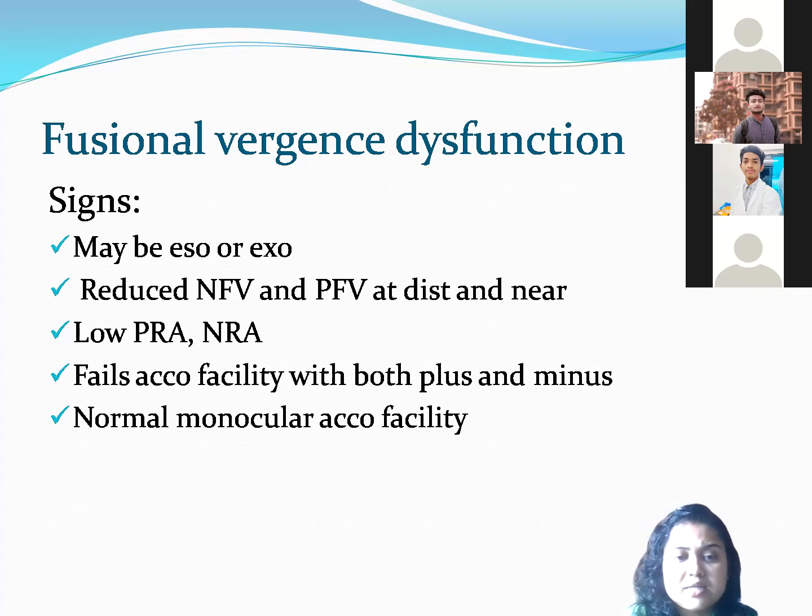Okay, but when we are checking it binocularly, it is abnormal. He cannot clear the plus or minus lenses in the accommodative facility test. Or if you are measuring the negative fusional divergence and the positive fusional divergence for distance and near, everything is reduced in this case. So it is very difficult to treat this patient, because you cannot give a plus lens therapy.